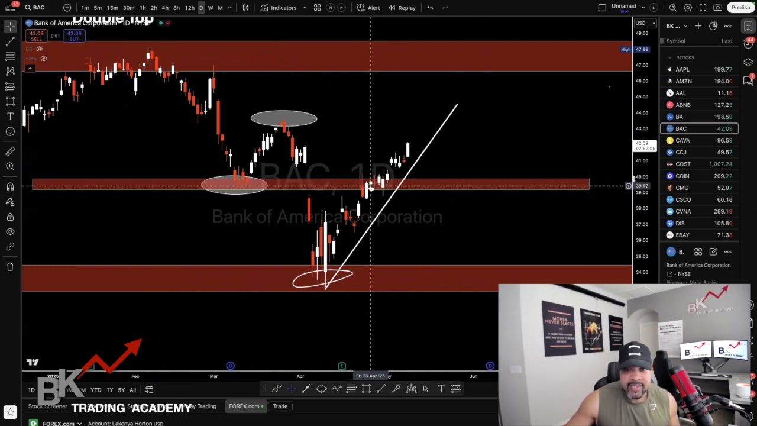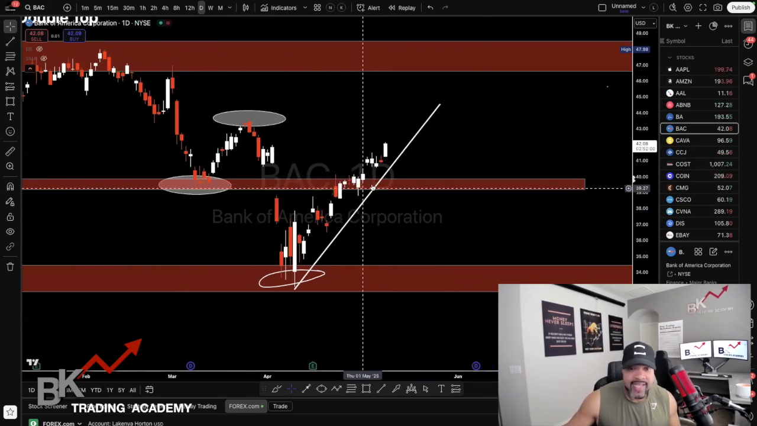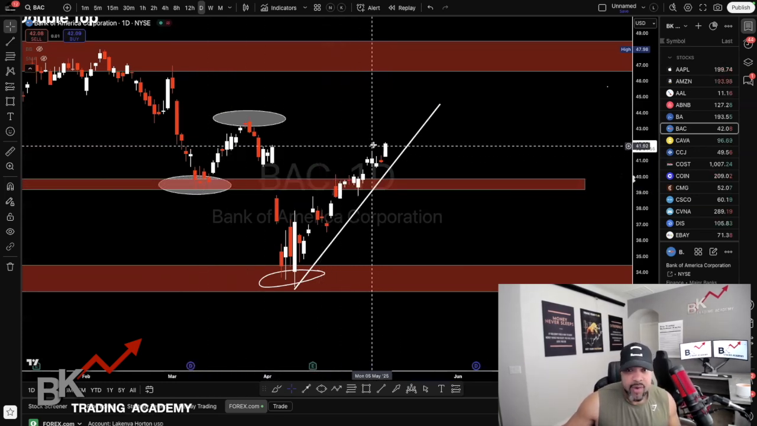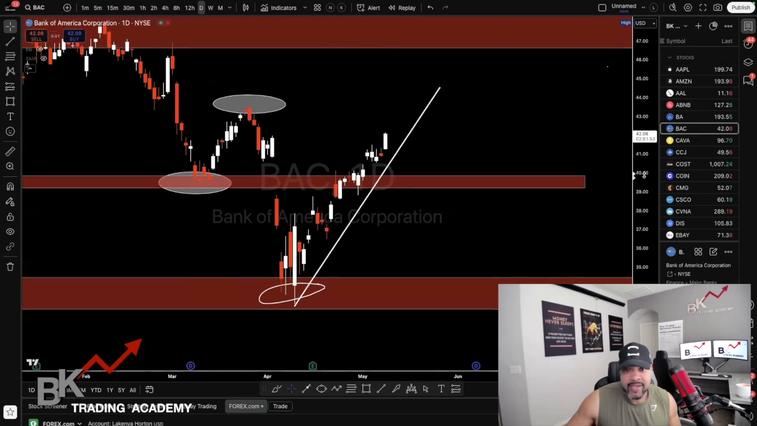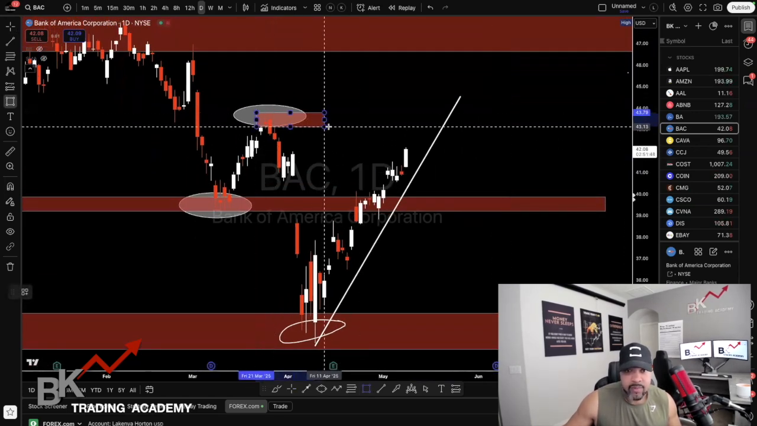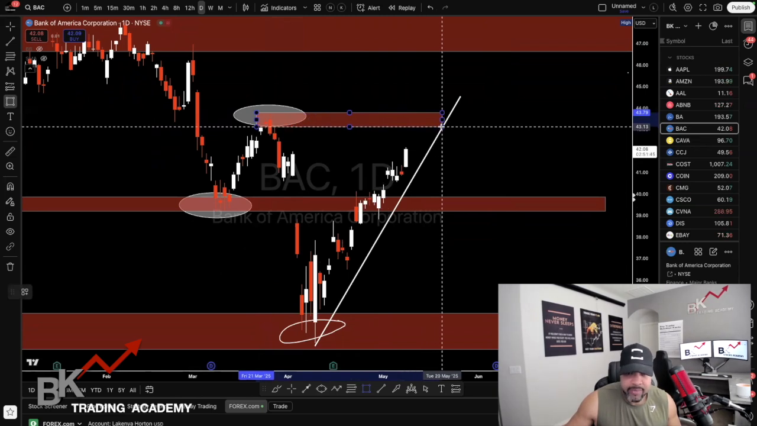Price came here and consolidated for 1, 2, 3, 4, 5, 6 to 7 days, all within this red zone. That tells you that this is a significant level. Price broke up. Where's the next price? Where's price going to? I would bet that price will come to this level before it starts to consolidate or drop. How do I know?